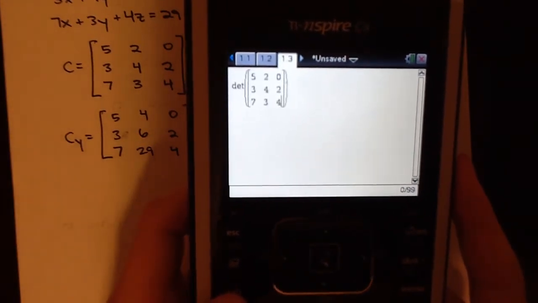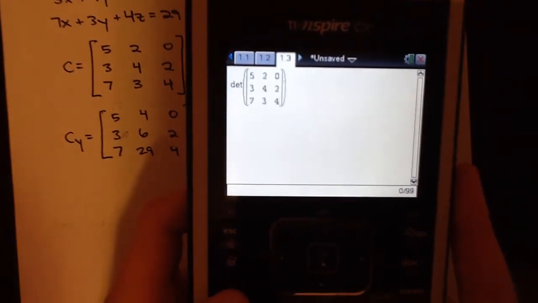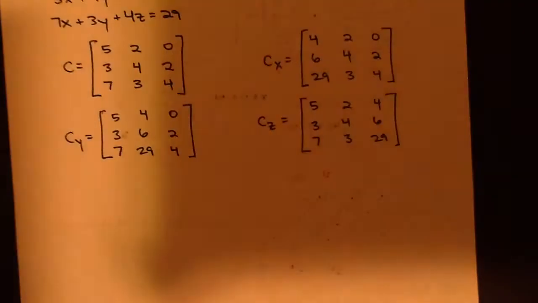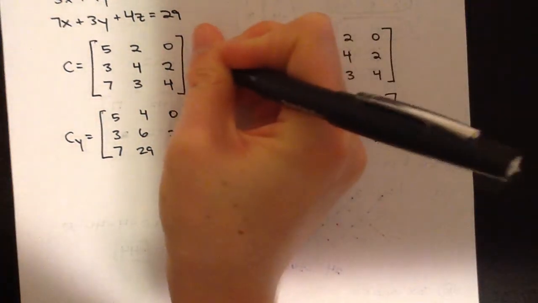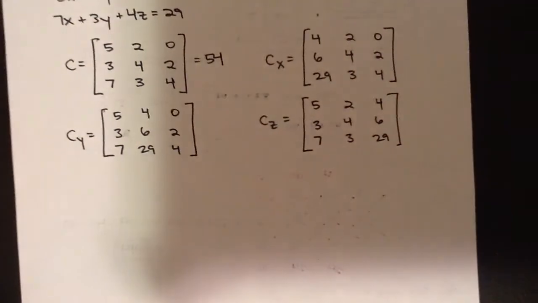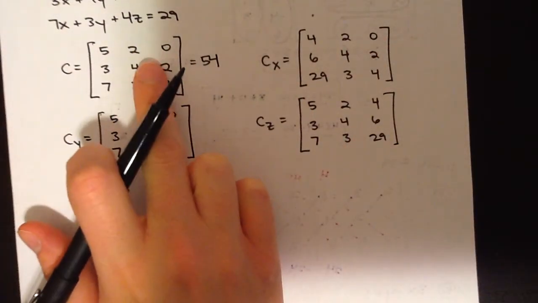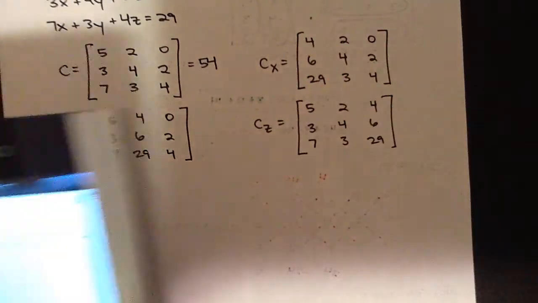Okay, so that's our coefficient matrix. We've got that entered in. You just hit enter to get the value. So the value of the coefficient matrix is 54. And then as we go through, we're going to enter the other ones in. We always want to come back to this one, copy, paste it, and then just replace one of the columns.